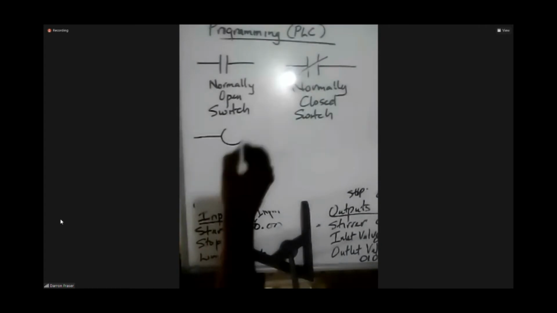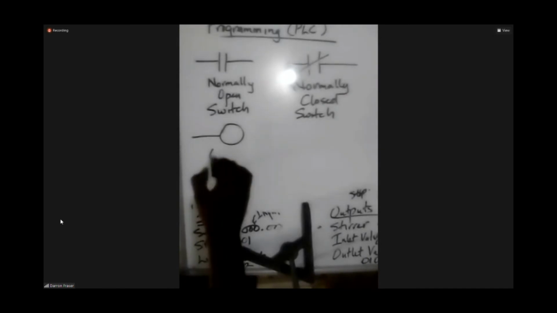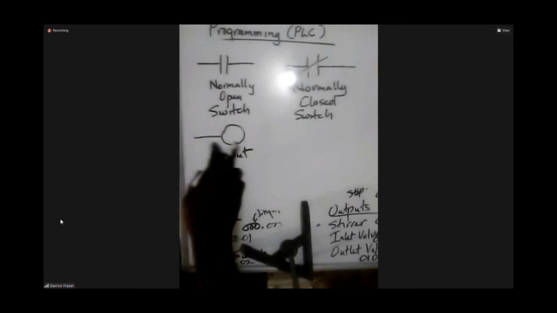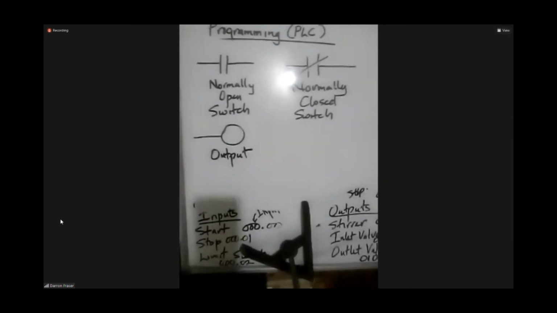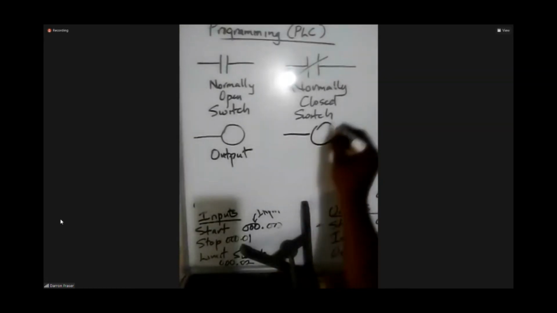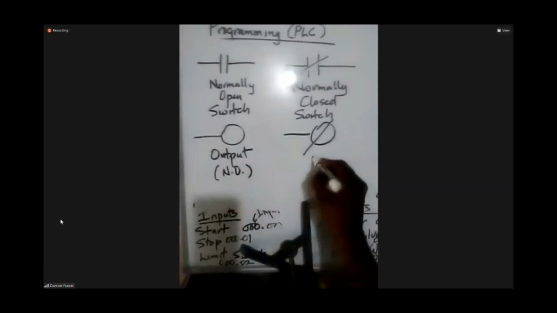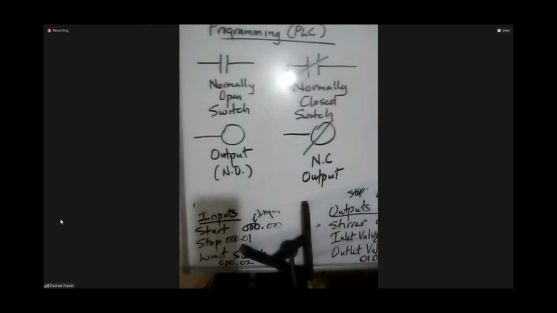Similarly, we have that little circle, which means output. And then it says a normally open output, which means that when you press this switch, it turns on. And then you will see, which we hardly use, this is normally open, and this is a normally closed output. All right, so those are the symbols that are used in the program.